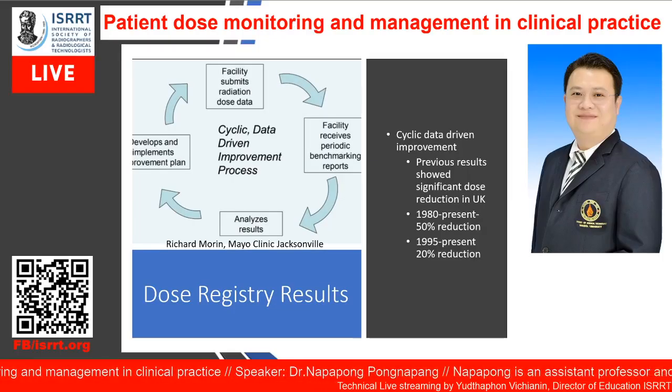Back to the registry. When we look at the benefit of the dose registry, what do you get? That's a cycle, right? We have a cyclic data-driven improvement process. First, facilities submit radiation dose data. Then normally we send a quarterly report back to the facility about how much dose they expose to the patient in the same protocol compared to other facilities, then analyze the results and develop and implement an improvement plan. In the end, we get the optimization. The tricky thing is standardizing the protocol. I'm not talking about this in this lecture, but in a future lecture we may go into the detail.